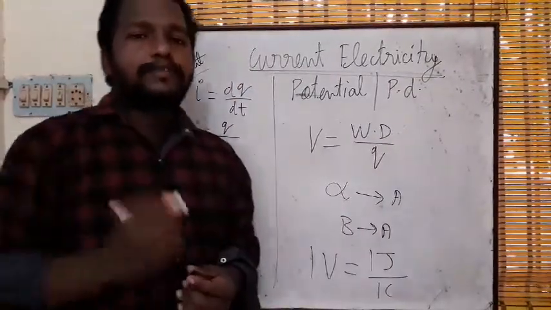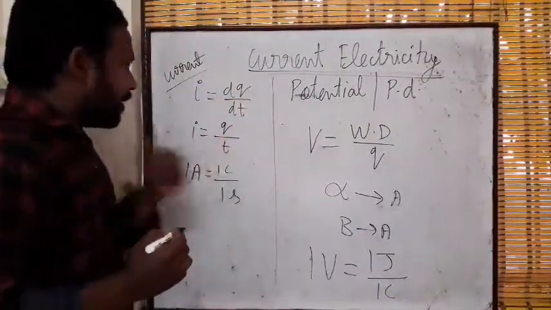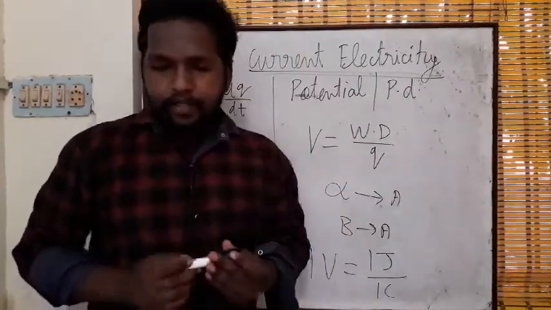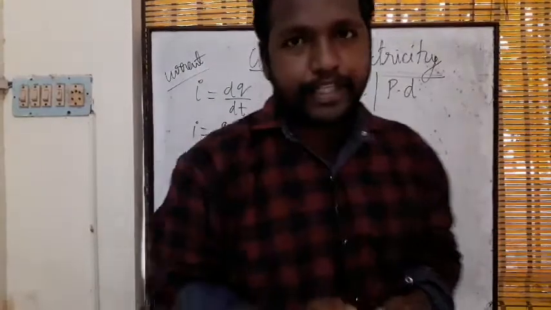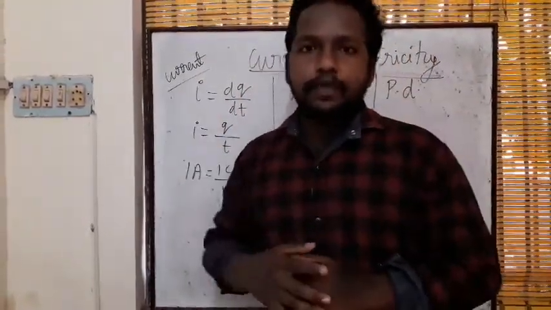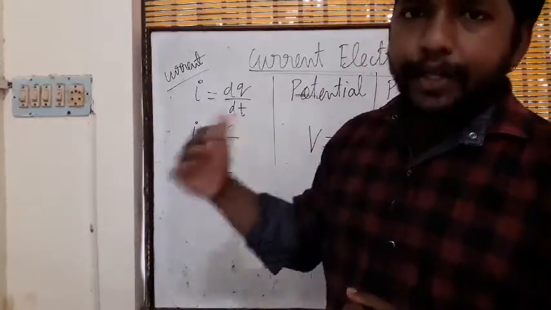So, as we learned, current is charge per time. Voltage is the work done per unit charge. So here we learned two definitions. One is that current is the charge per unit time. Another is that voltage is the work done per unit charge.